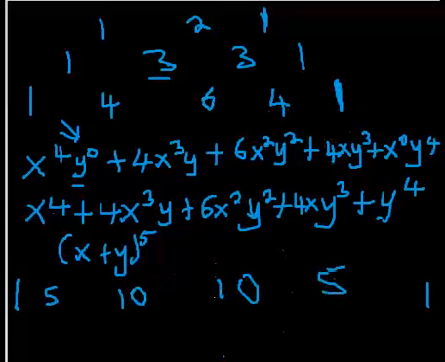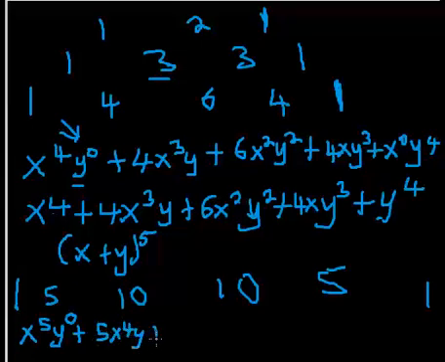Okay, so you can go by putting the variable, that's x raised to the power 5. Of course, y raised to the power 0. Then plus 5. X now reduced to 4. Y increased to 1. Plus 10. X reduced to 3. Y increases to 2. Plus 10 again. X reduces to 2. Y increases to 3.